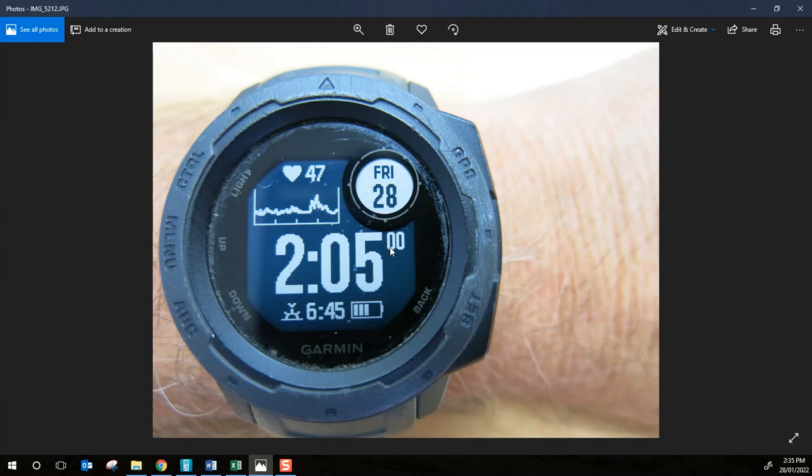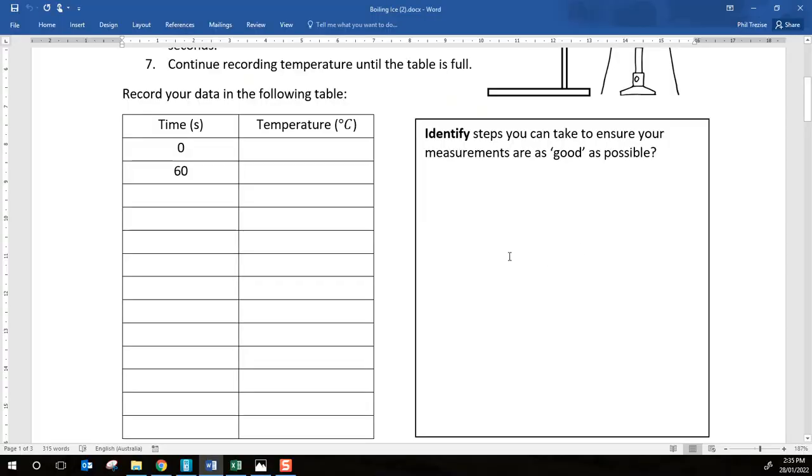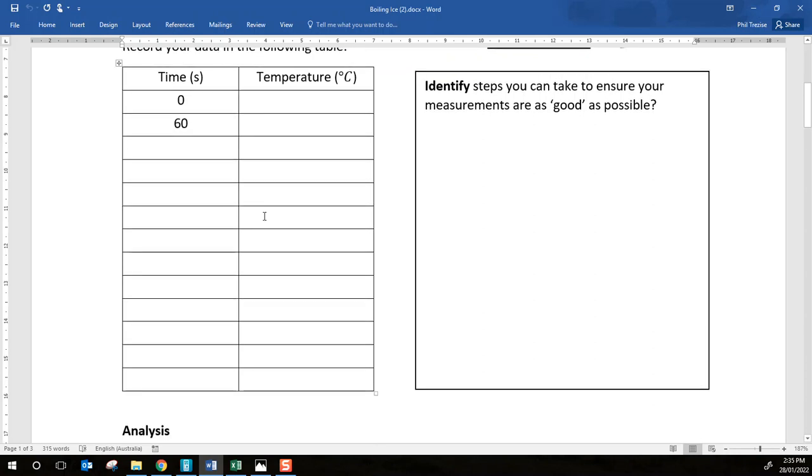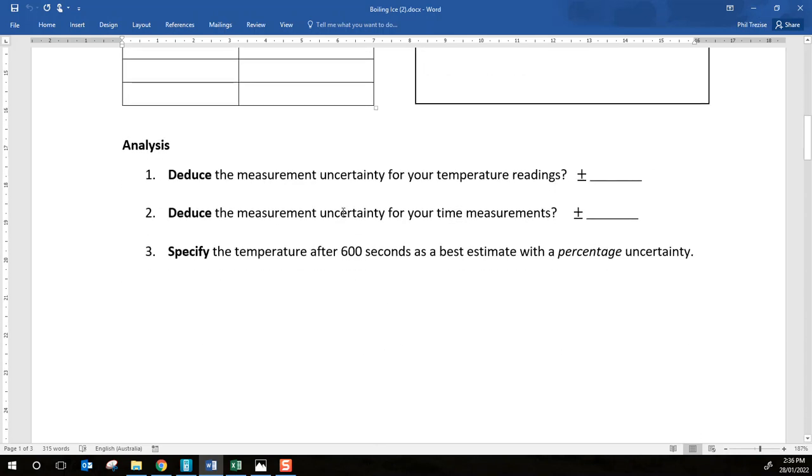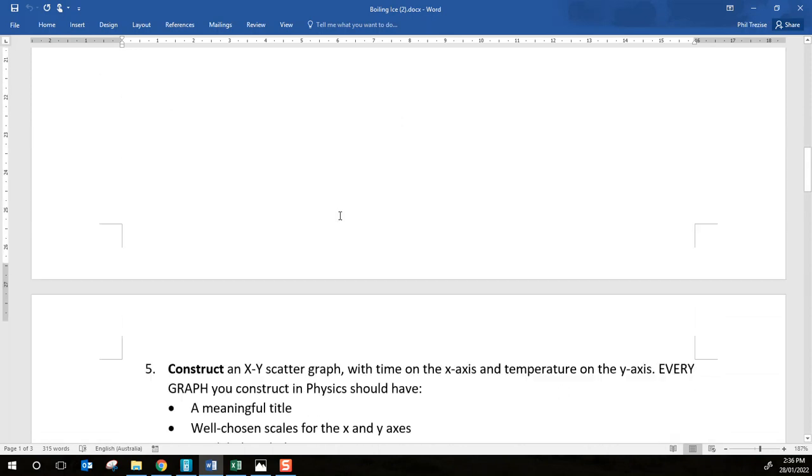which we wrote down. So there would be, of course, a little bit of reaction time going on there with how long it took me to respond by saying now and how long it took Mr. Barkey to respond when he read the thermometer. So that's pretty much what was going on. Your data table here will look a bit like this. And then there's some questions down here for you to analyze.